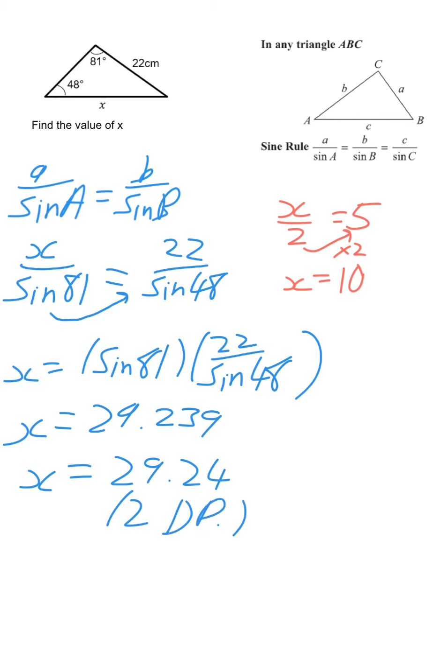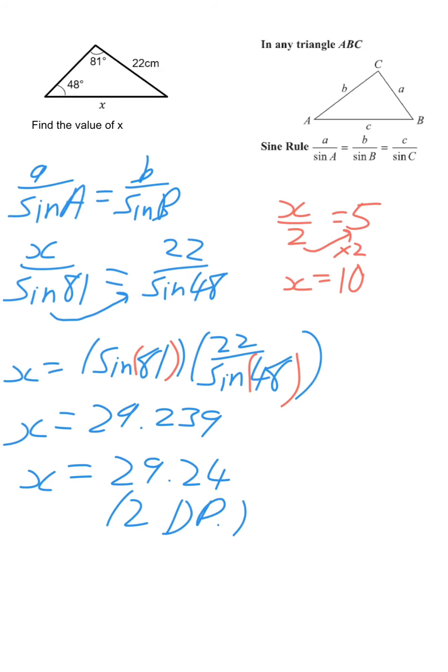Now, if you have a Casio calculator, you'll find that you will actually have to use another set of brackets. So with the sine 81 here, the calculator will give you one bracket like that. You'll have to close that bracket as well before you put it into the calculator. The same with the sine 48. The Casio will give you that first bracket, but you just need to close it as well. So put in those extra brackets if you have a Casio calculator. Okay, so this was finding a side.